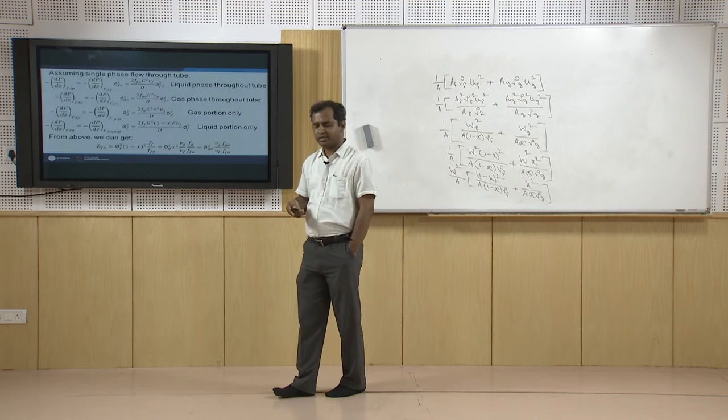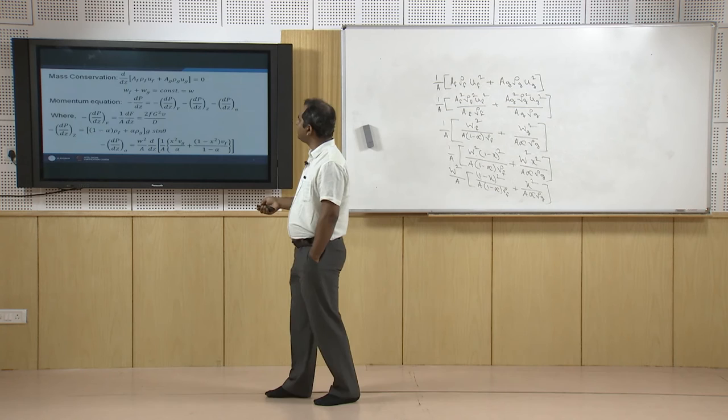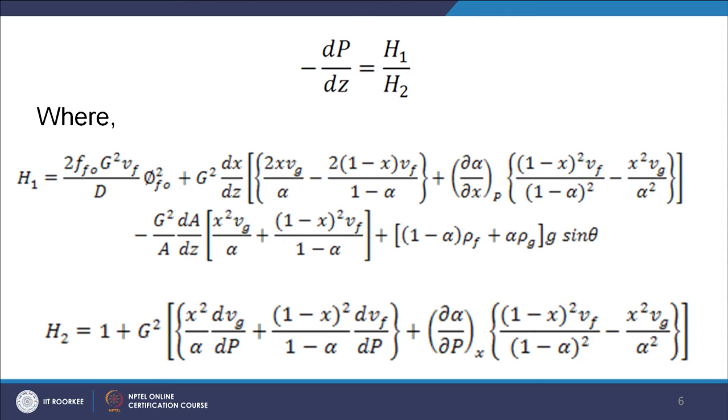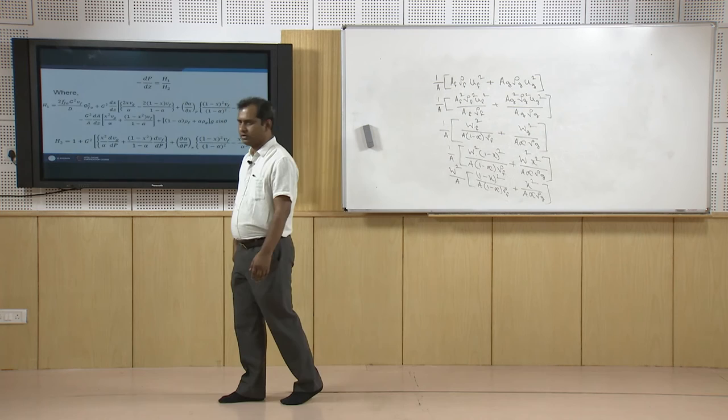Next, let us try to see if we put all these three factors, so frictional pressure drop, gravitational pressure drop and acceleration pressure drop in the final equation, then we will be getting minus del P del Z equals H1 by H2. Now, let us try to identify different portions in this H1 and H2. So, in H1, obviously, you can find out this is coming from the friction factor. We have only considered the fluid only assumption. So, if you are going for gas only or liquid portion or gas portion, accordingly this portion needs to be modified. Okay, any option you can take.